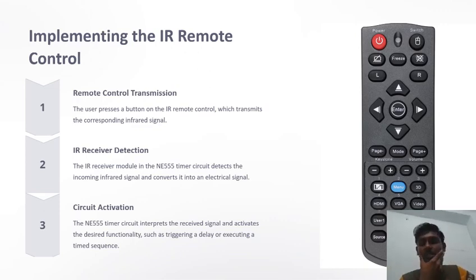Next, it is implemented in a remote, which we use daily, such as a TV remote. What is the purpose? Remote control transmission. When the user presses the remote, it transmits IR light, which is received by the IR receiver detector. It converts the light signal into an electrical signal, and then the circuit will activate. The 555 timer circuit interprets the received signal, activates the desired functionality, and executes the time sequence.